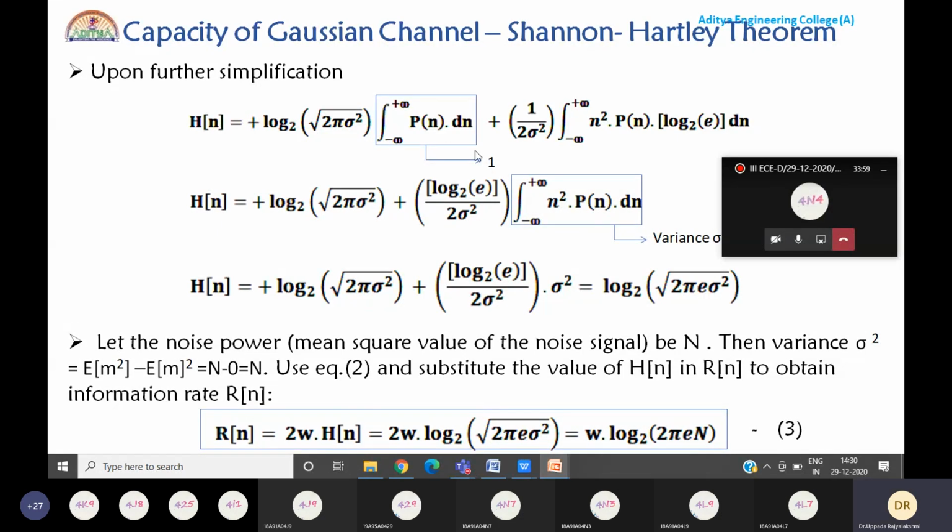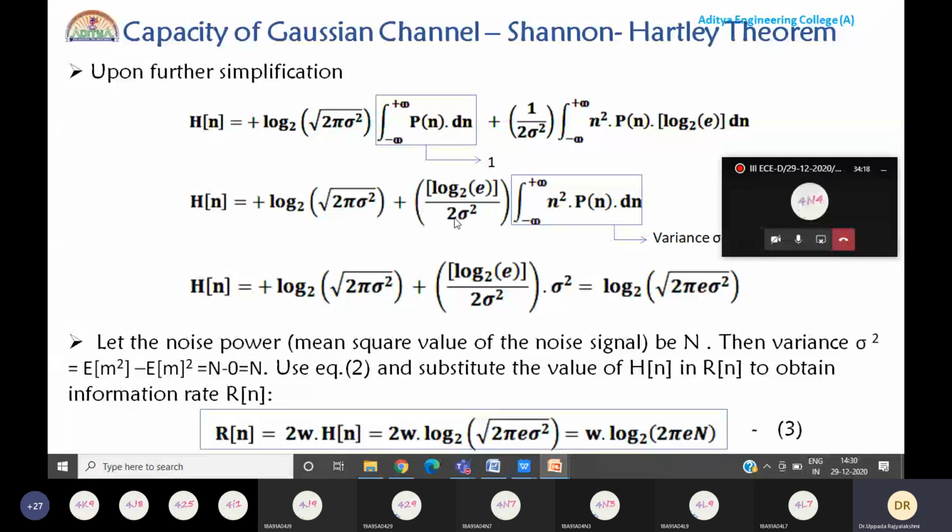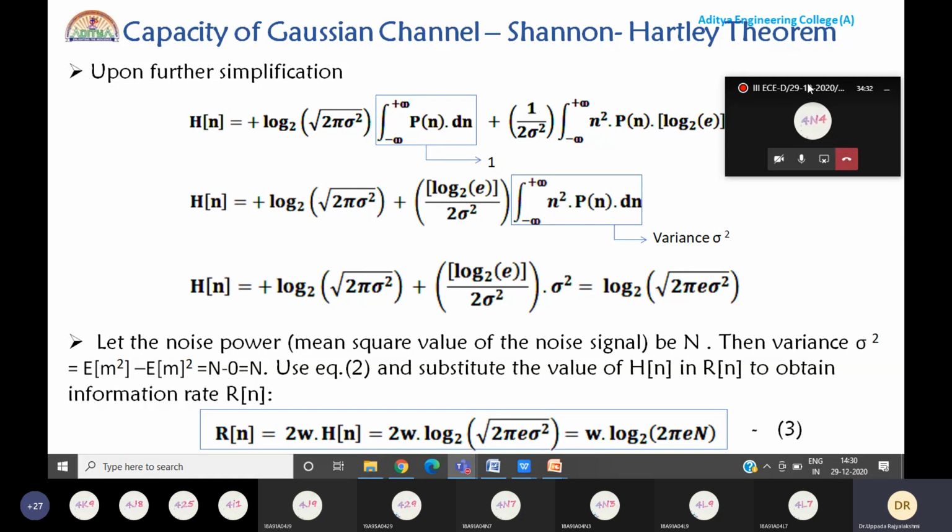In the first term we have replaced integral from minus infinity to plus infinity p of n dn as 1. So the first term final value will be log root 2 pi sigma square base 2, plus, I took this log e base 2 outside the integration, so log e base 2 divided by 2 sigma square integral from minus infinity to plus infinity n square into p of n into dn. Okay, because I took log e base 2 outside the integration, being an independent value.